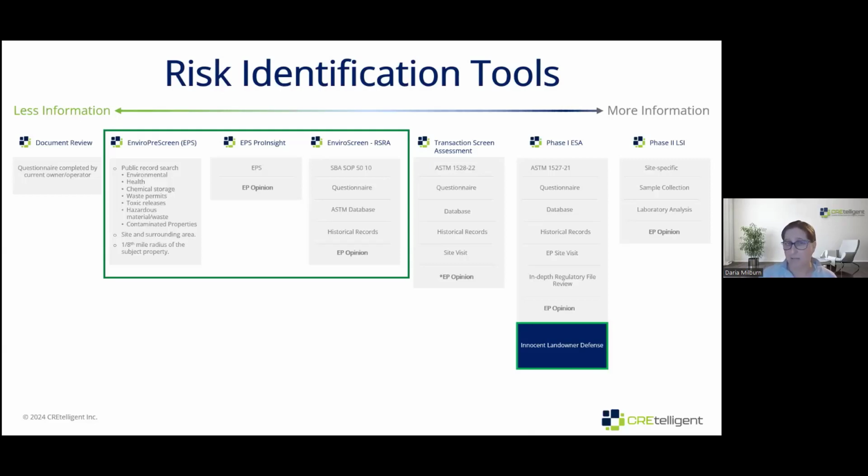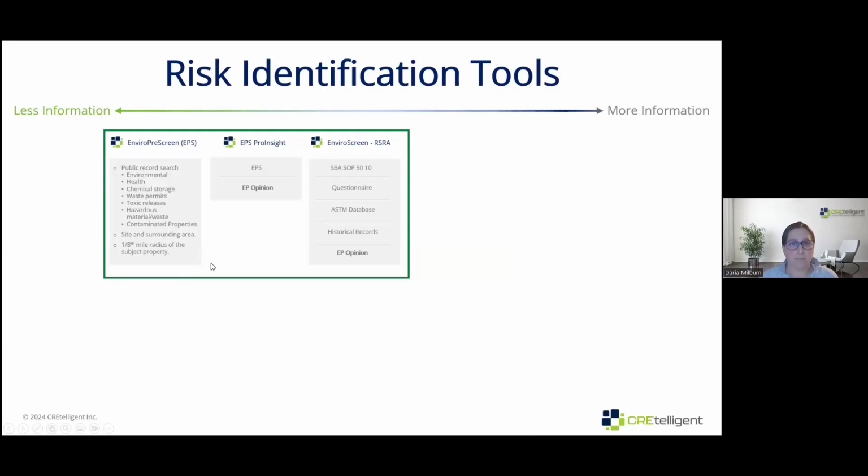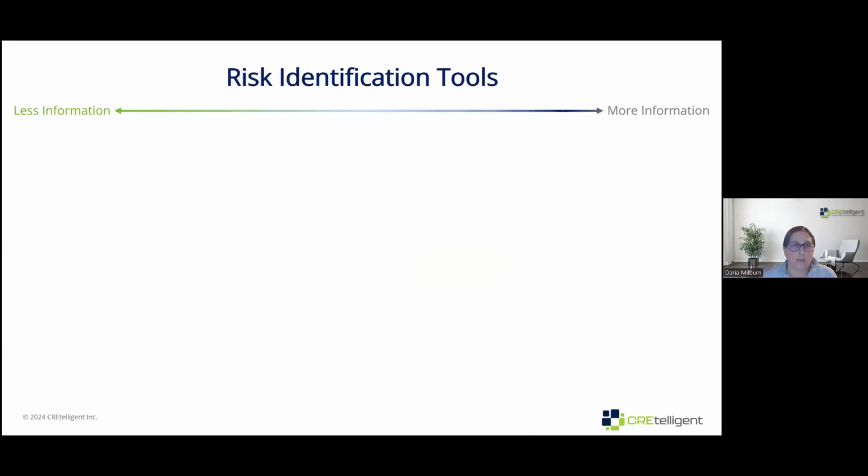We might, however, see that in an EnviroScreen or an RSRA, as it's commonly called. And the RSRA is a terminology that was applied by the Small Business Administration. And this is actually a report modeled on the requirements from the SBA through their SOP 5010, which focuses on their due diligence requirements for any government guaranteed loan through the Small Business Administration. So, like I said, these are our desktop reports, and this is what we're going to focus on today.